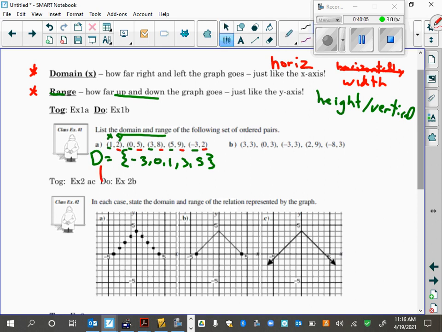If there are two values of 2, you don't have to tell me that the range is 2. It has a value of 2 twice, so just write it down once. So 2, 5, 8, 9, and then 2 again, so don't write that down again. Go ahead and do example 1b. Write down the domain and range of those ordered pairs, please.